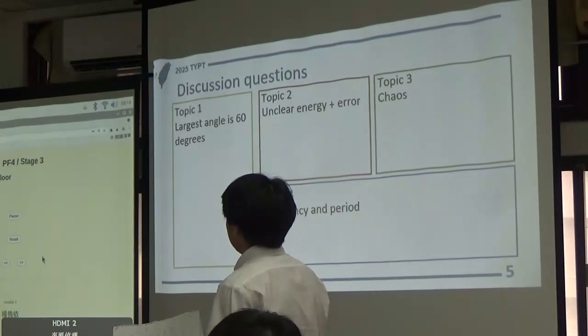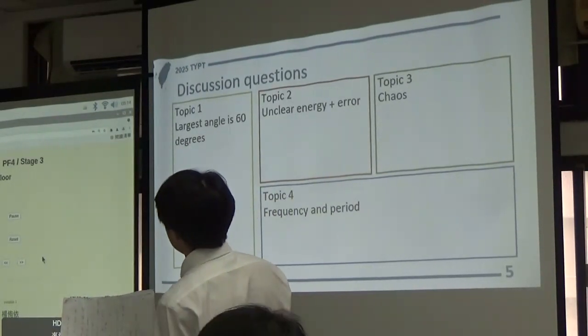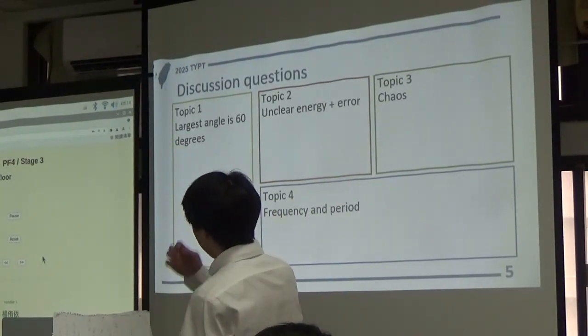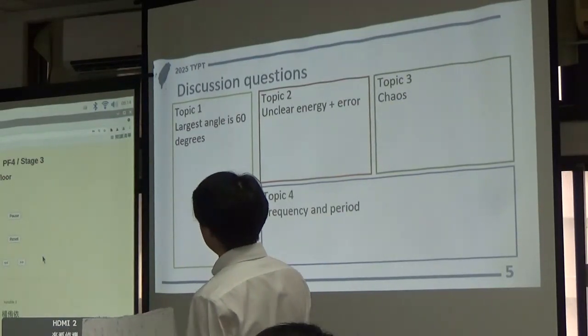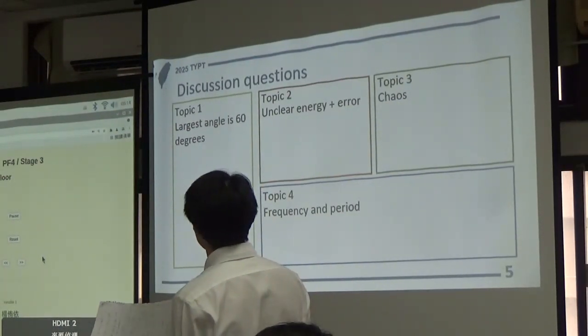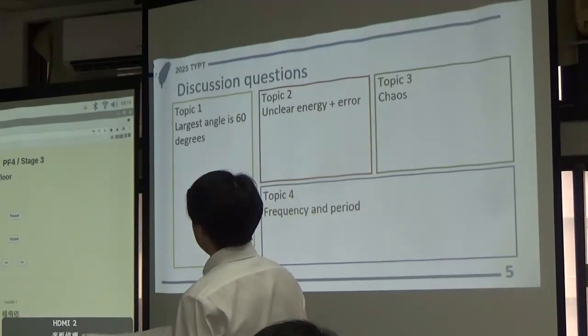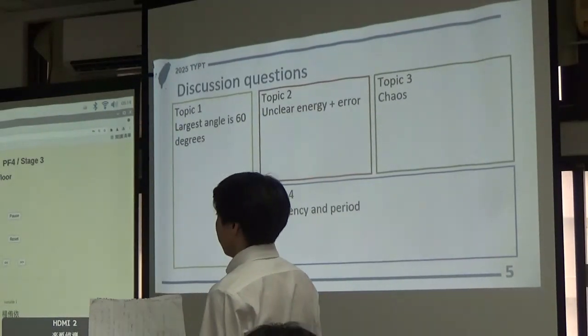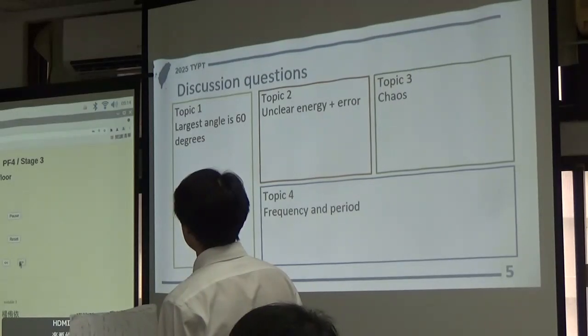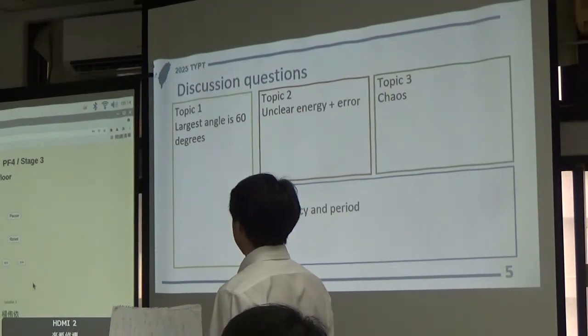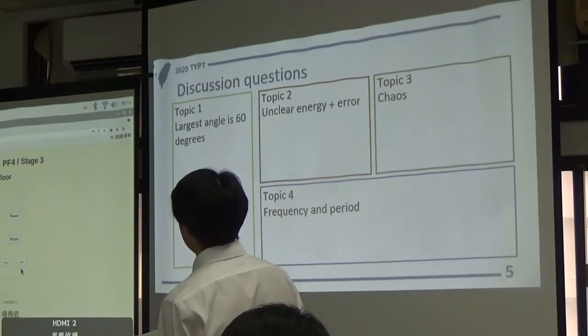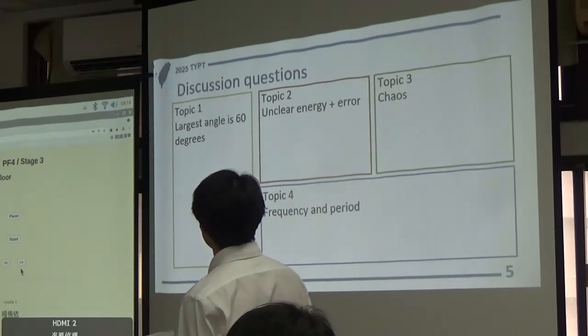And here are the discussion questions I want to talk about. First one, the largest angle they measured is 60 degrees, and this is a very big limitation, and I'll explain why later. And there's unclear energy and error because they don't even know what the mass of their balls is. How are they going to conduct conservation of momentum? They did not have any error analysis. I think that is an oversight on their part.